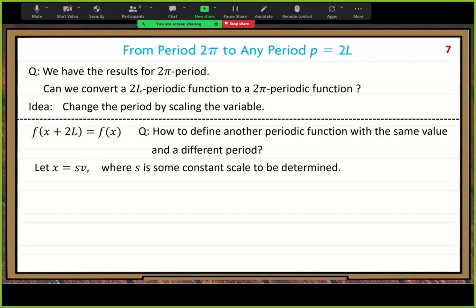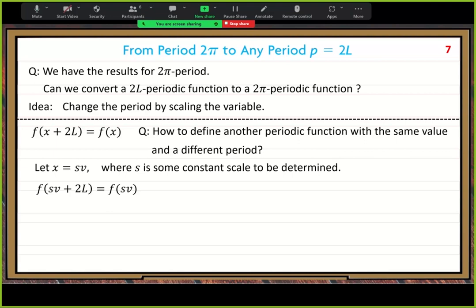Okay? Another new variable. So we need to determine an appropriate s to make the new function have a 2 pi period. Then we can apply the 2 pi periodic function formulas. All right. Let's replace x by sv. So we have that same formula.